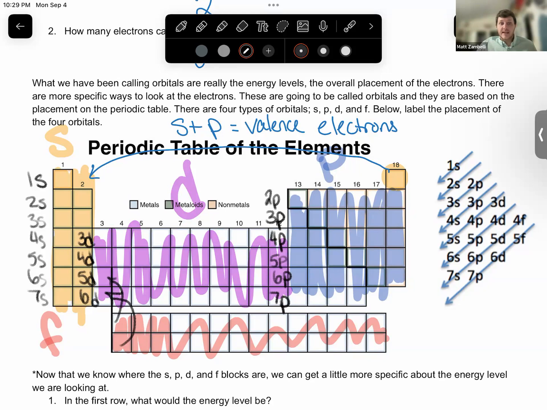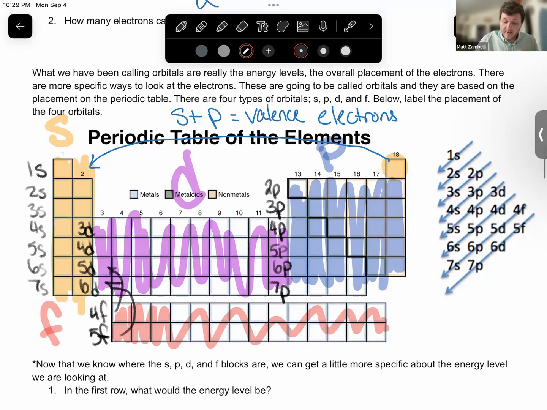Now, to make our lives even more complicated, when you go to 6s and you go to 5d, before you can get to 5d, you're going to go from 6s to 4f to 5d, and then you'll go from 7s to 5f to 6d.